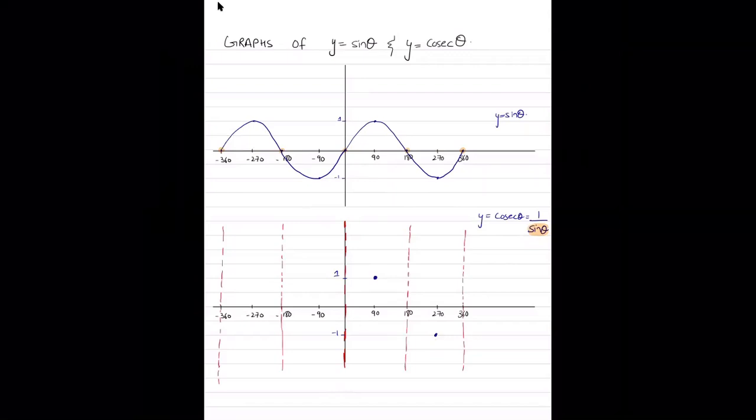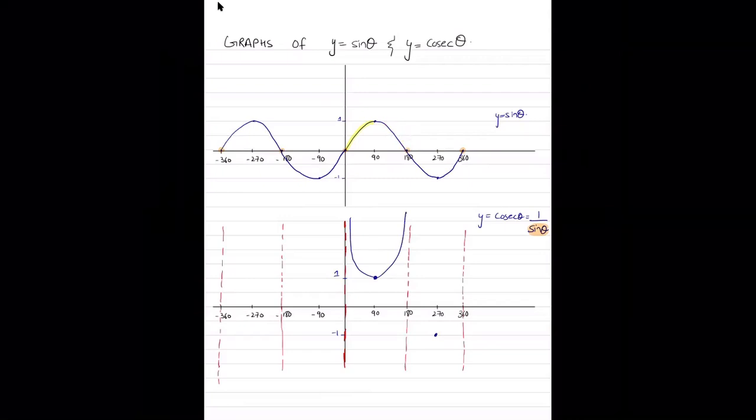But now see this part. From this point, the value of sine theta is decreasing. And sine theta is in the denominator. So if the value of sine theta is decreasing, what is happening to the value of cosec theta? Increasing. So the graph is going to turn like this. It is going to increase. When the value of sine theta is decreasing, then the value of cosec theta is going to increase.